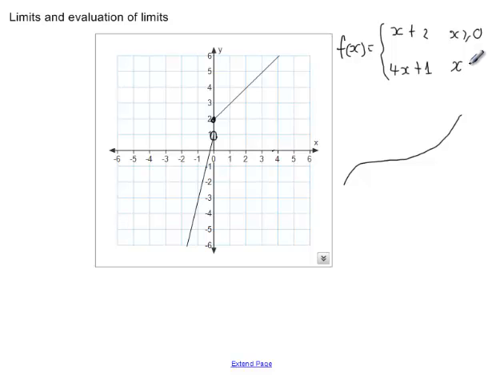Less than 0. So that's that. Any questions at that point? No questions. Okay.